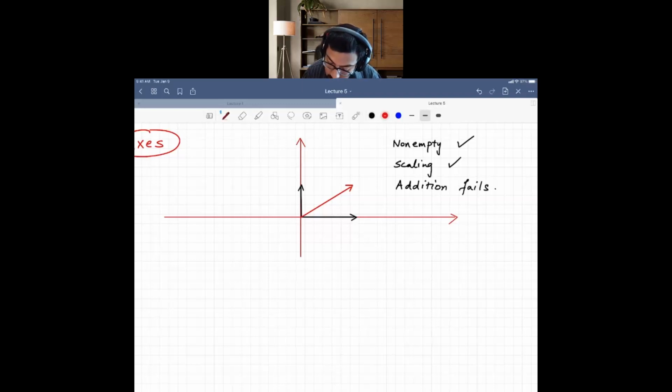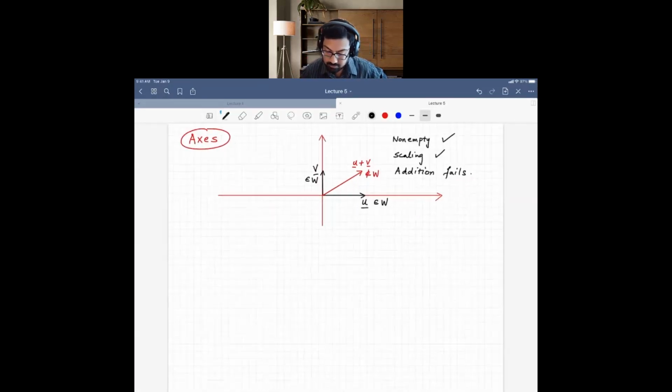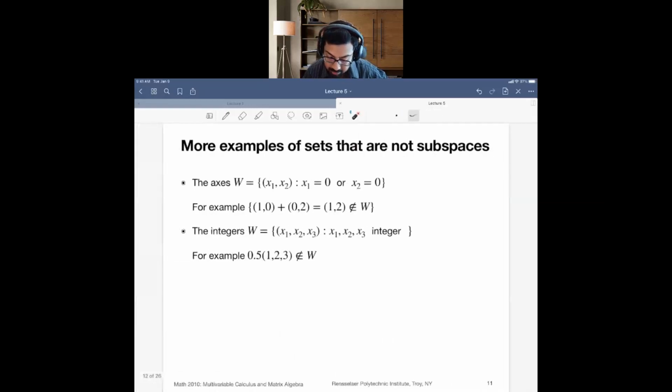So you can see that if this is U and this is V, U plus V is going to not belong to the axis. Let me write that: doesn't belong to W. Over here, U belongs to W, V belongs to W. They are on the axis, but U plus V is not on the axis. So that's how we can say this property. So the axes, which is x equals 0 or y equals 0, the x-axis or y-axis, are not going to be a subspace.